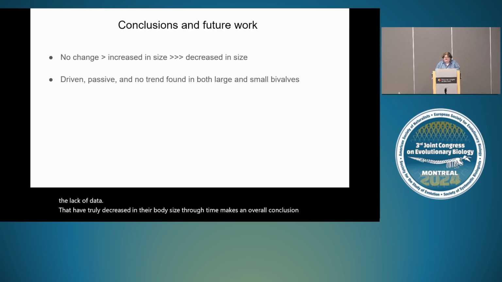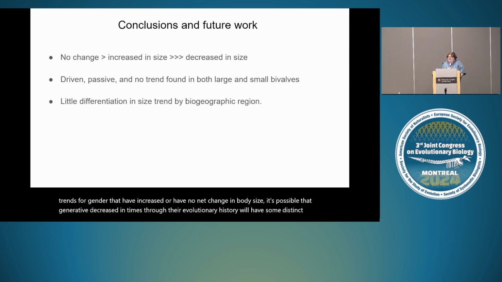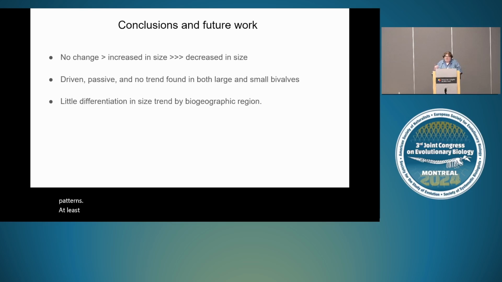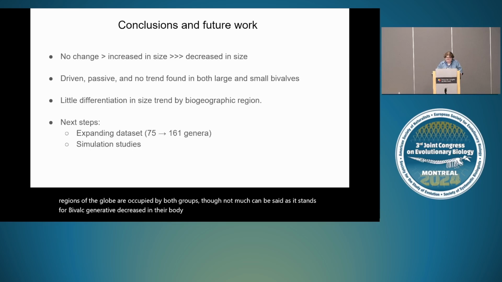Though there's clearly little difference in the prevalence of these trends for genera that have increased or have no net change in body size, it's possible that genera that have decreased in time through their evolutionary history will have some distinct patterns. At least between genera that either got larger or had no net change in size, broadly similar regions of the globe are occupied by both groups, though not much can be said as it stands for bivalve genera that have decreased in their body size.